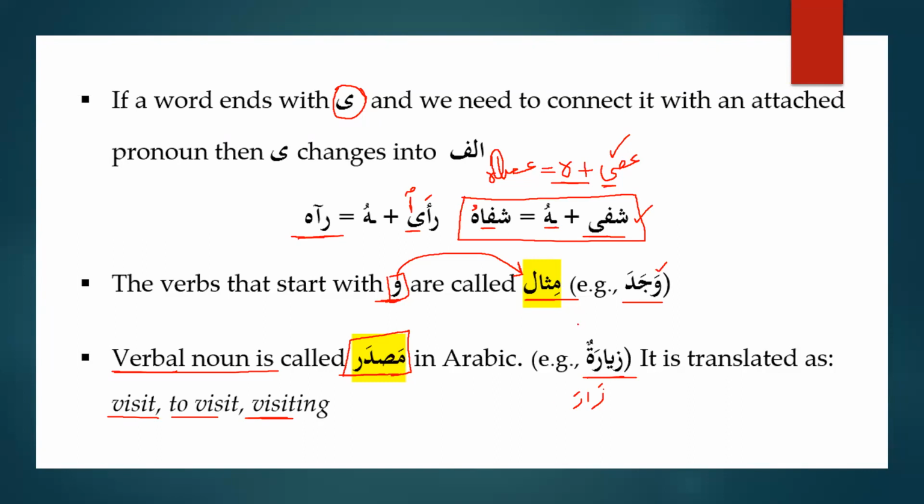So we have learned that the verb that starts with waw is called mithal, and also every verb has a masdar, and masdar can be translated as visit, or to visit, or visiting. I only want you to focus on the meaning. As I said, please visit me, I want you to visit me, and thanks for visiting us. So you can see that we can use it in the same way, and inshallah when we do the lesson, you will see how it is used in the lesson by the Sheikh.